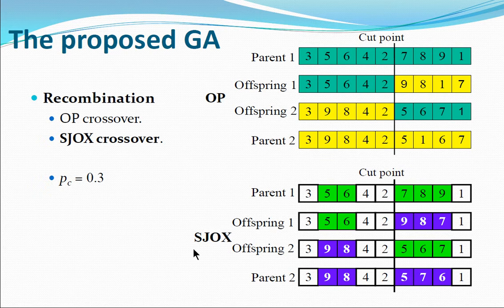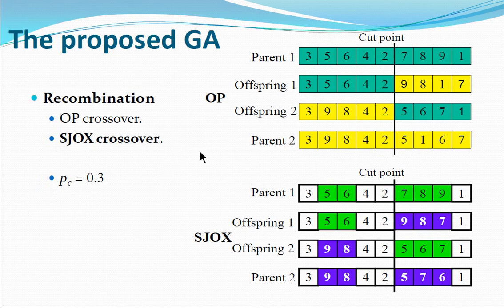About the SJOX crossover, first of all, we identify the jobs that are in the same position, that is, similar in parent 1 and parent 2. As you can see, 3, 4, 2, and 1. The other jobs are inserted in offspring 1 and offspring 2 in the same way as in the one-point crossover, after we apply a cut point, etc.